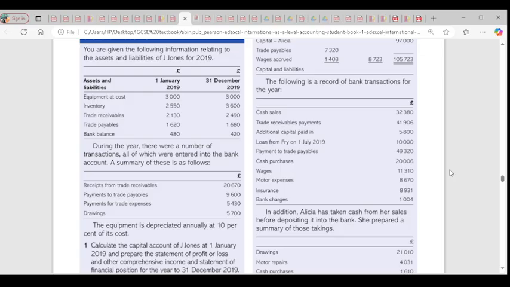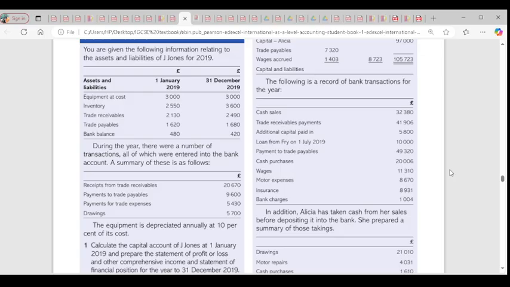Cost of sales is opening inventory plus purchases less closing inventory. Why do you not put cost of sales? No, it doesn't matter. But you know that we have to take our cost of sales, which is opening inventory plus purchases and less closing inventory, which gives you gross profit.